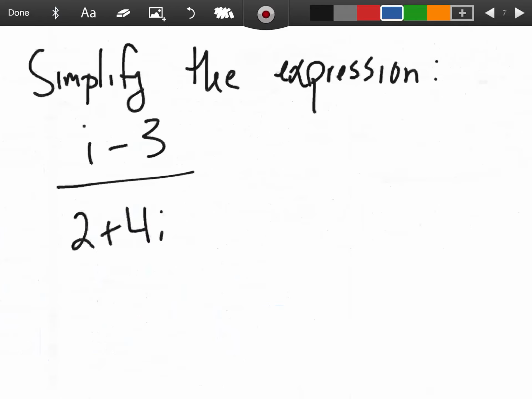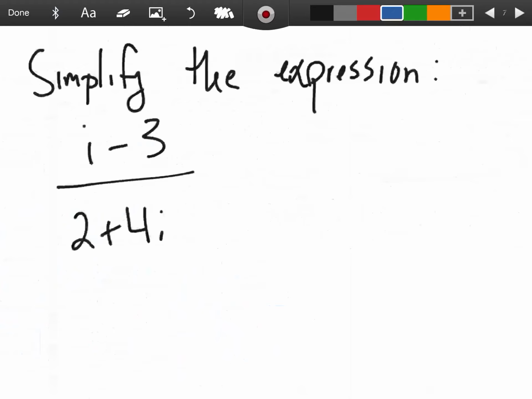We're going to simplify one more expression. Here we are dividing complex numbers. So it might look confusing. What are we going to do? Do I just put i over 4i and negative 3 over 2? Well, no, you're not allowed to do that. Whenever you have addition in the denominator, you can't just split it up. We are going to need to do something different here. How could we simplify this?